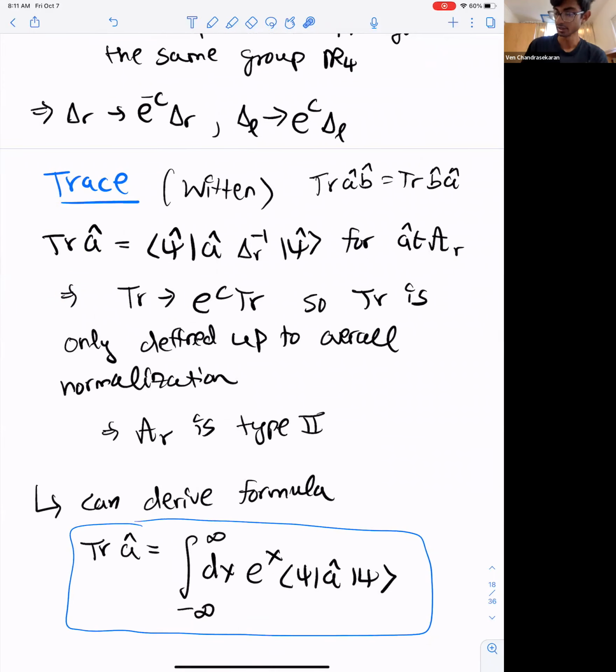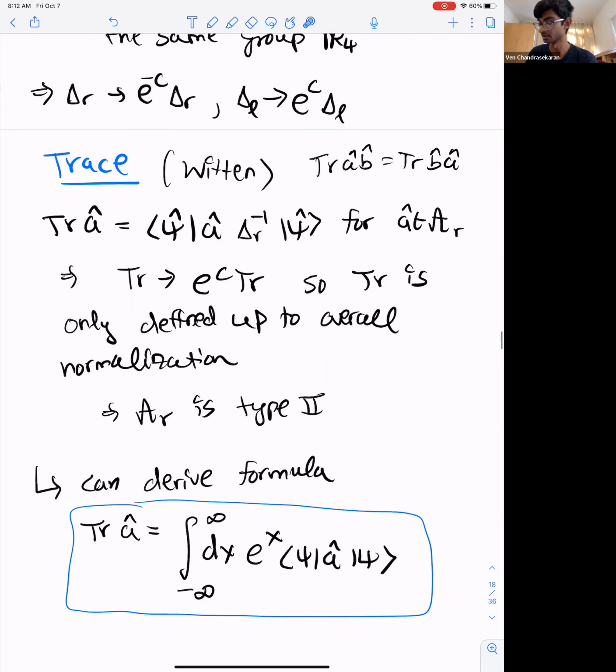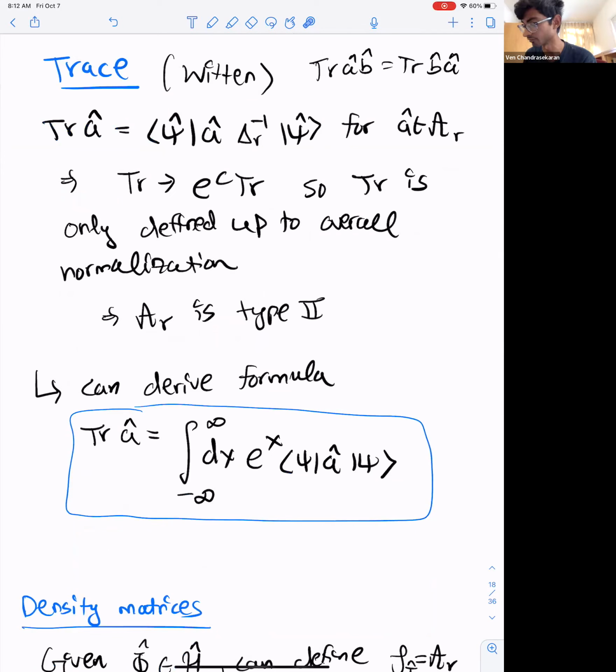Okay, so as I mentioned earlier, because this delta R is only defined up to an overall rescaling, the trace is also only defined up to an overall rescaling. And this is a defining property of a type 2 algebra. So far, I've gotten down to the point that I've shown that we have a type 2 algebra. And you can write down a formula for this trace just by using the expression for the modular operator I wrote earlier. You can derive a simple formula for the trace, and that formula is in this boxed thing here.